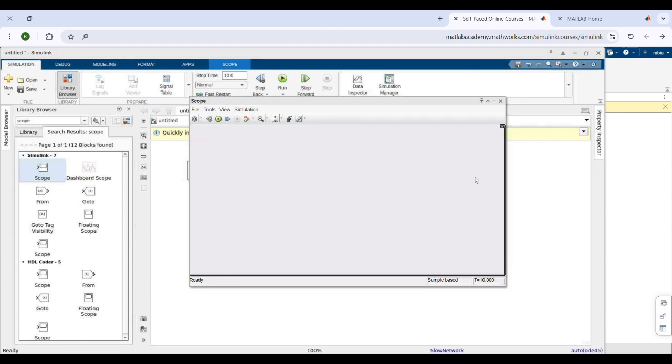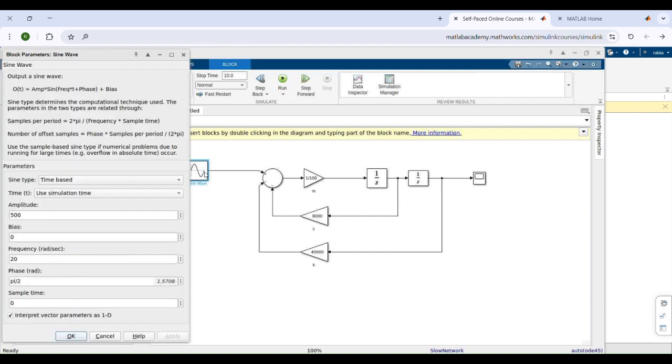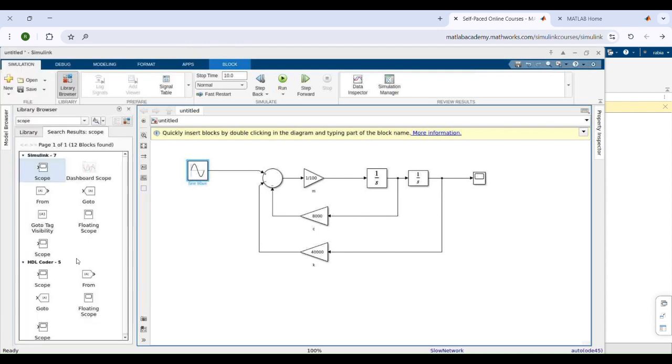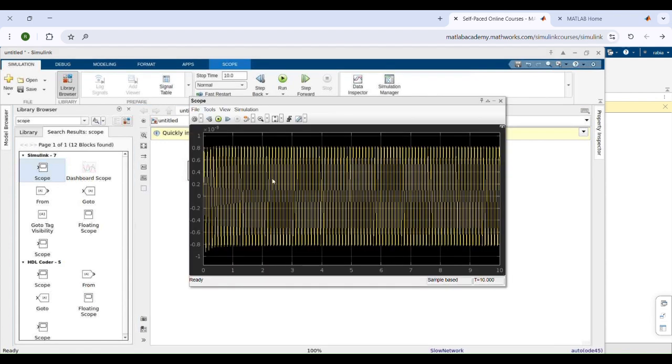Let's see. Yes, it's more stable. Just start here like this, then the system returns to the stable case. C to 860 and run. Let's see. You can notice again it's more stable than 4000.